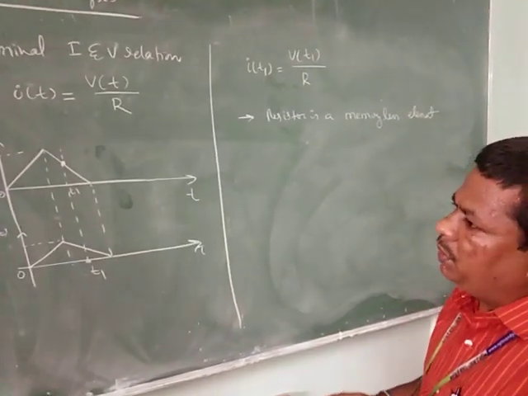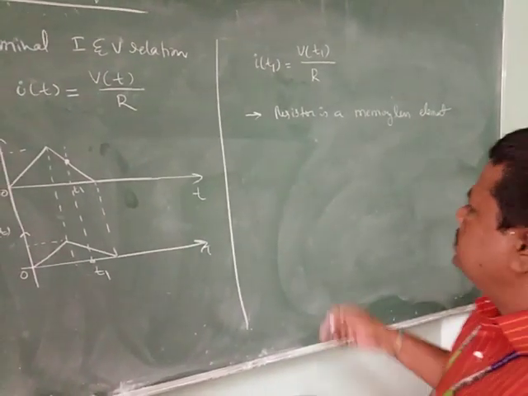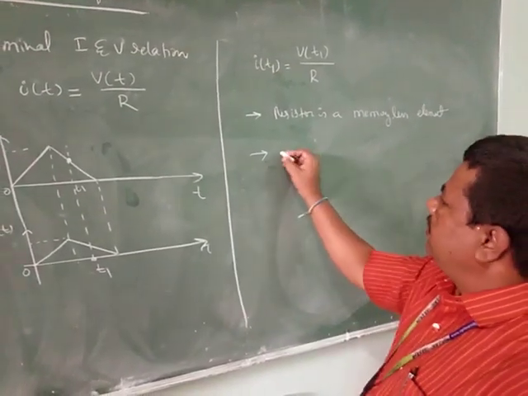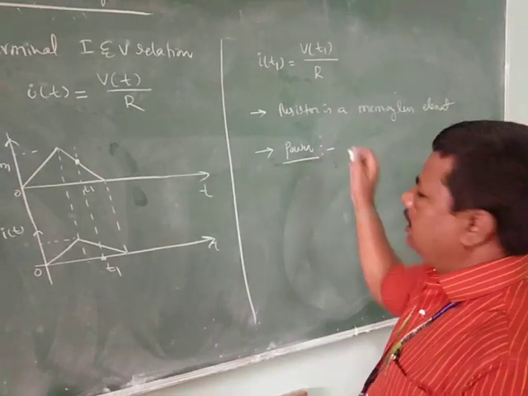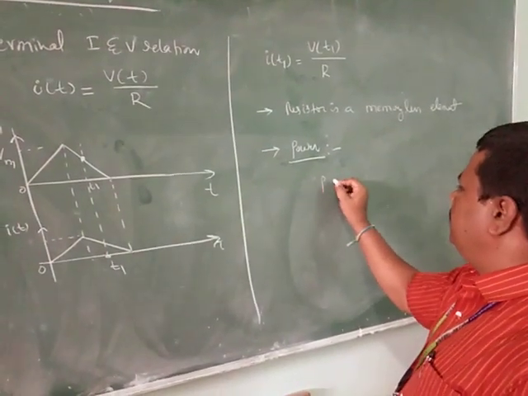A resistor is a memoryless element. That means it cannot store any type of charge or voltage. Now coming to another factor, power. A resistor always dissipates power in the form of heat.